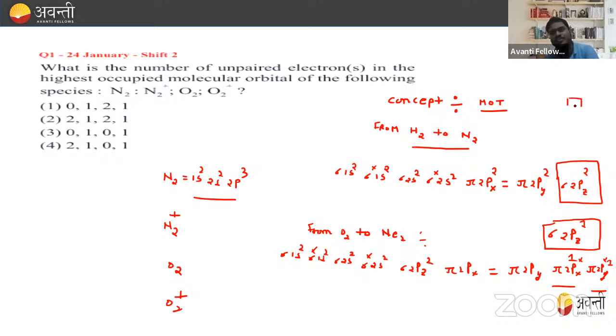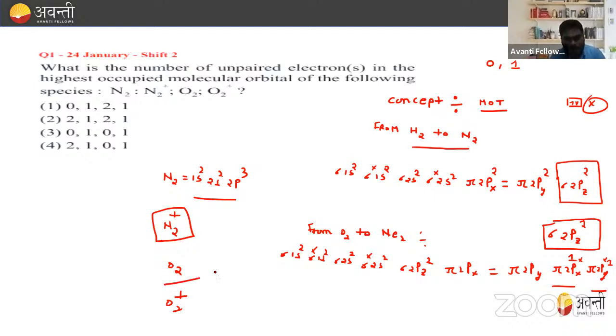No, because there are two electrons and both are paired. So there is no unpaired electron. It means in N2, the number of unpaired electrons is 0. Right? Got it? Now, if I'm talking about N2 plus, N2 plus has one unpaired electron, right? So N2 plus has one unpaired electron.